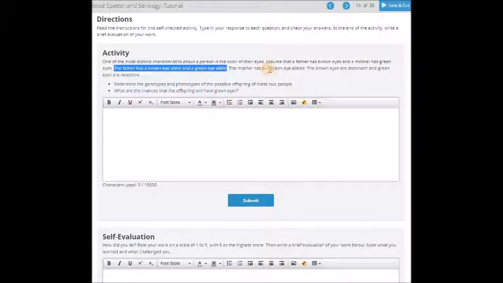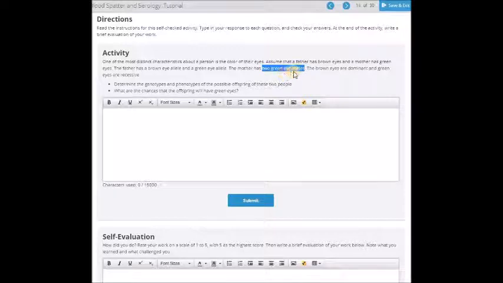The mom has green eyes. Now she doesn't have two green eyes. She's got two green eye alleles. Okay? So she's going to have green eyes even though she's got two of the same alleles. Right? She has recessive. It's like having O blood. You got both recessive traits. Well, now the mom has both the recessive traits.